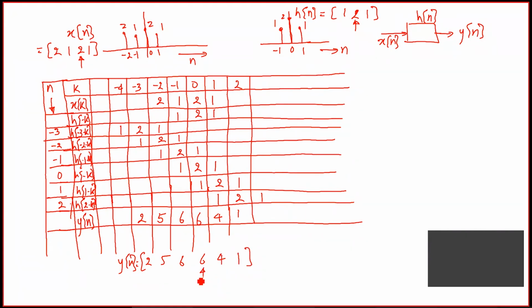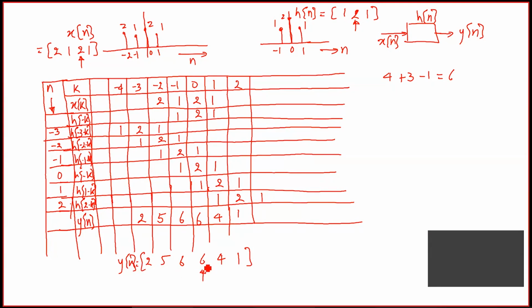arrowhead here, arrowhead where your 0 value is, and the total number of terms. If you count, in x of n we had 1, 2, 3 and 4 terms. In h of n we had 1, 2, 3. So the total number of terms that y of n or output should have would be 4 plus 3 minus 1. That makes it 6 terms. If you see here, 1, 2, 3, 4, 5, 6 terms.